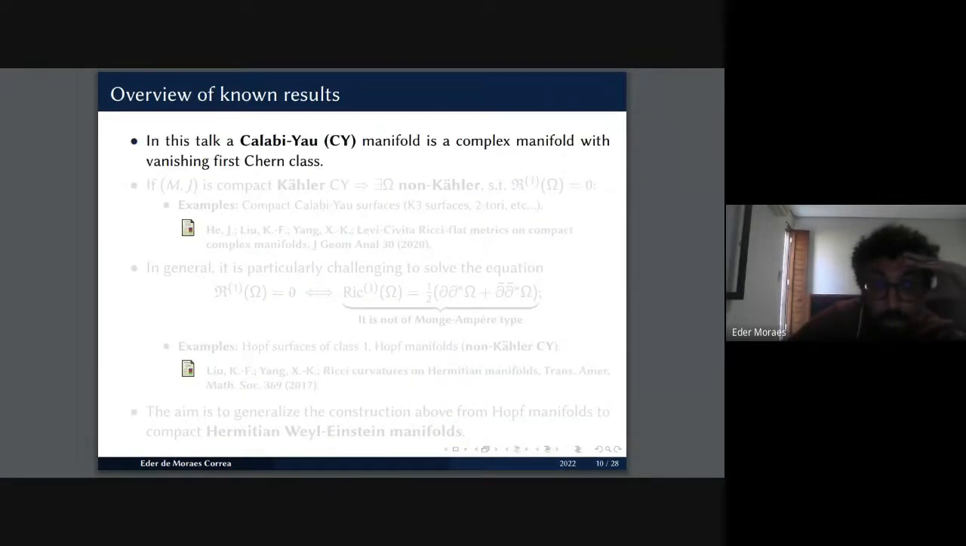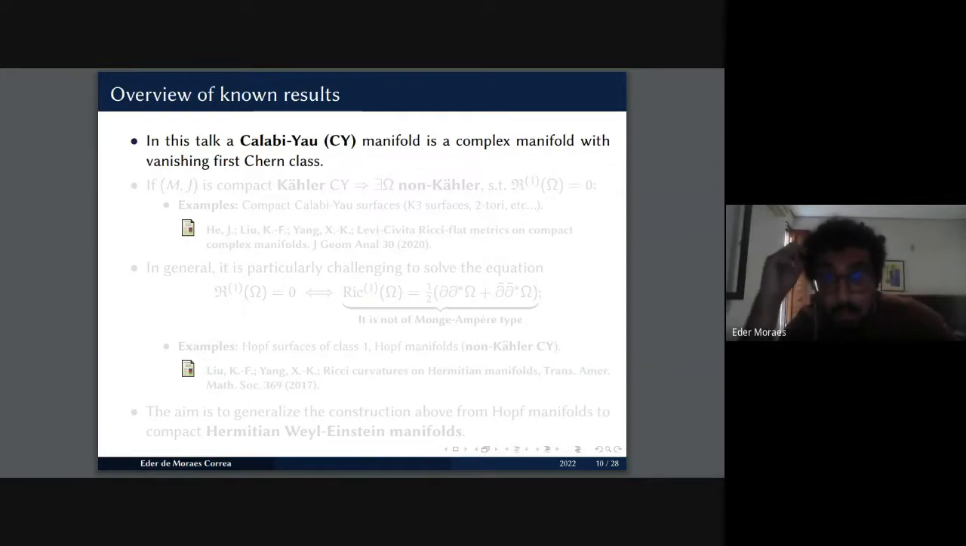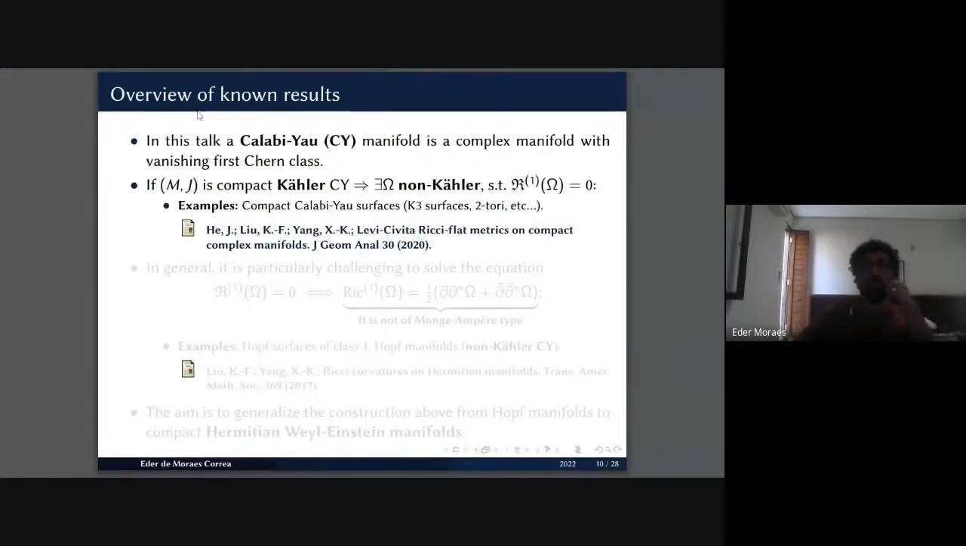Okay, so in this talk, a Calabi-Yau manifold is a complex manifold with a vanishing first Chern class, right? And here we have some known results about the construction of Levi-Civita Ricci-flat Hermitian metrics. In the particular case that the manifold is a compact Calabi-Yau manifold, we can construct a non-Kähler Hermitian structure which is Levi-Civita Ricci-flat. So from this we have some examples here, given by a compact Calabi-Yau surface. And here is the reference where you can find the details about this construction.